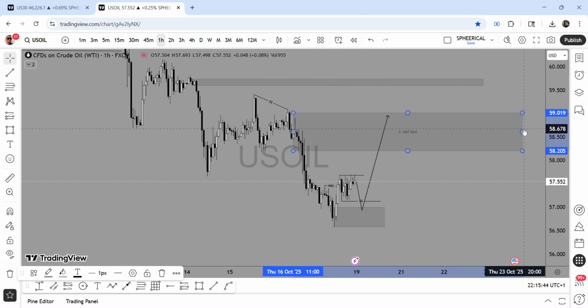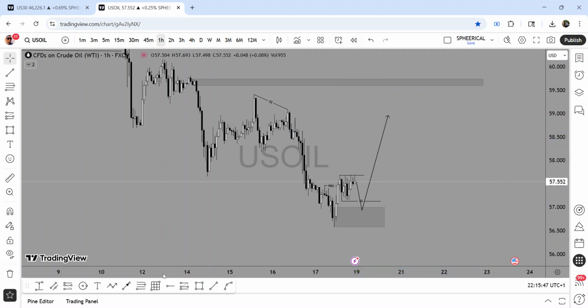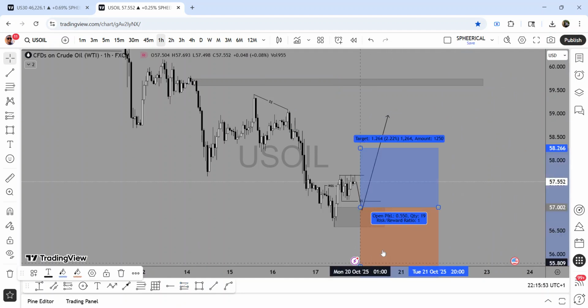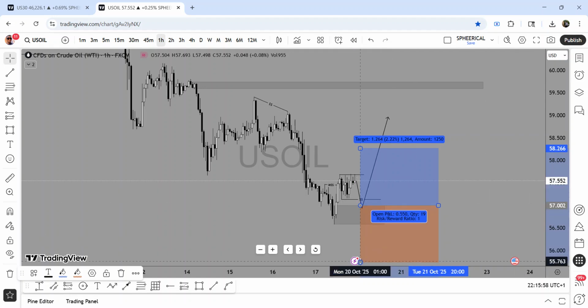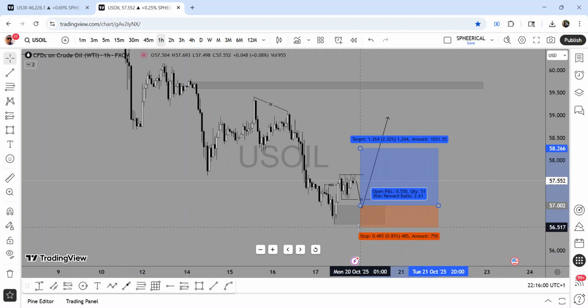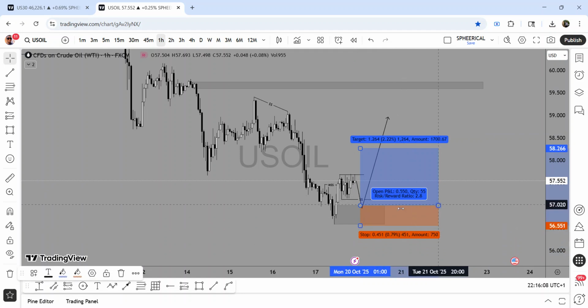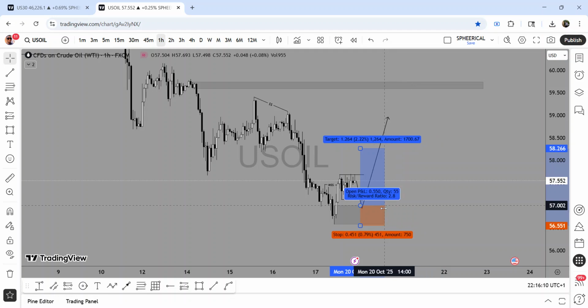Then let me delete this one, it's not necessary. So I'll be expecting to buy this market from here. I'll be buying from there. Then I'll be setting my stop loss just below here. That is 40 pips. So I'll be taking this trade with confirmation, due to it being past 20 to 30 pips.